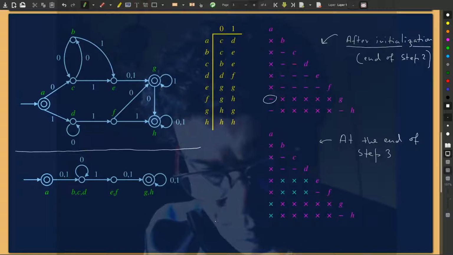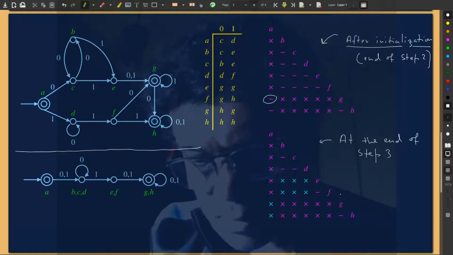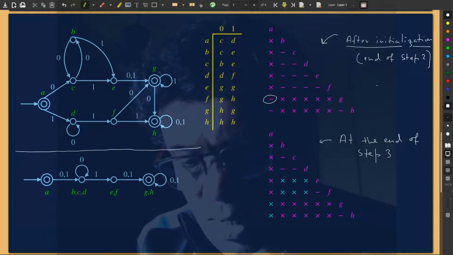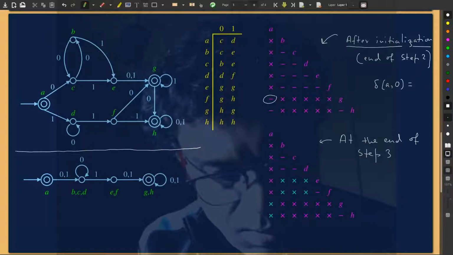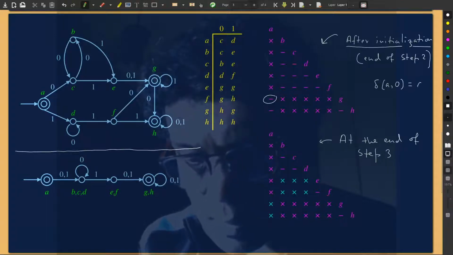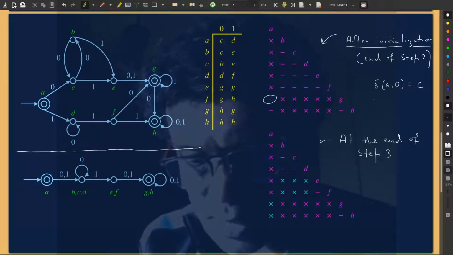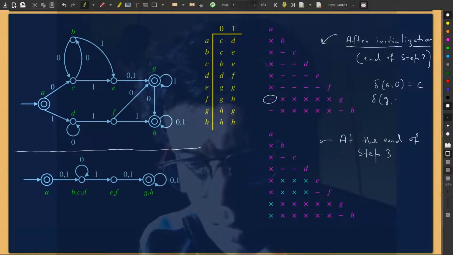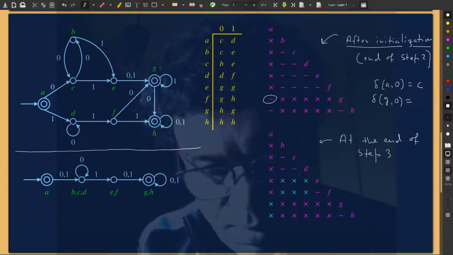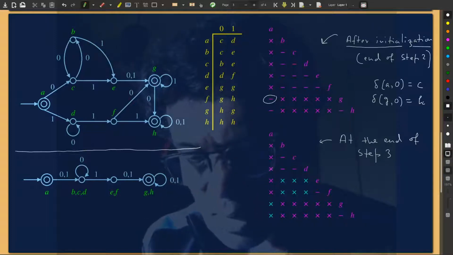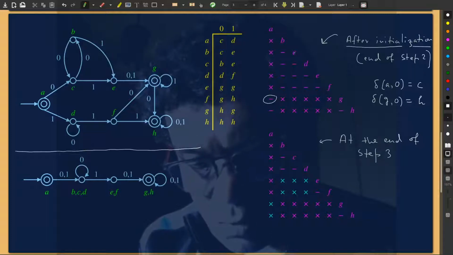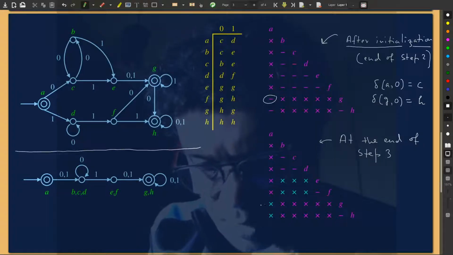And you see that delta A upon 0, what will this be? Delta A0 is C. And if I look at delta G0, what will that be? Delta G0 will be H. Now let us look at the pair CH. Is it already marked? So you come here C, come here H, it is already marked. So I can mark this.